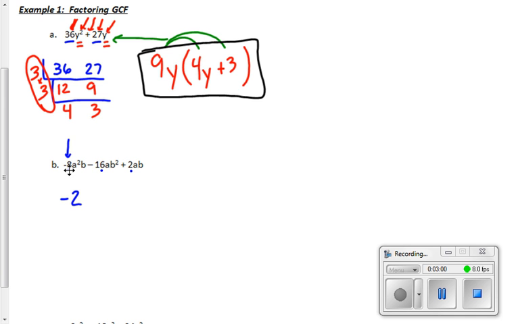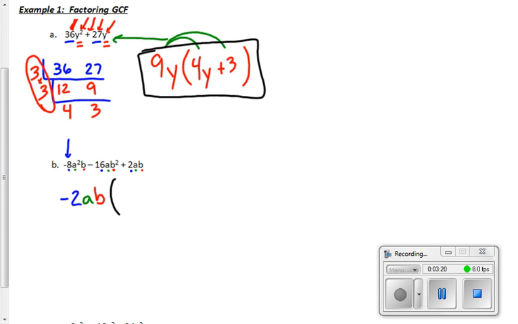Then I'm going to look at my a terms. Well, I have a squared, an a, and an a. So I can factor out 1a there. And then I'll look at my b terms. Well, I have a b, b squared, and b. So I'm going to go ahead and factor out a b. That would be my greatest common factor.